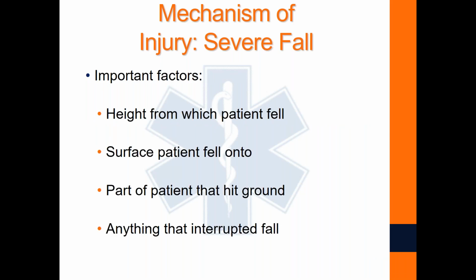If we're evaluating a fall and we're trying to decide significant versus maybe not so much, we start to look at how high did they fall from, what did they fall onto, what part of the patient hit the ground first, and did anything interrupt that fall? Did anything slow them down on the way to the ground? There's a big difference between falling off a roof and landing in a pit full of pillows, and falling off the roof and landing in a pit full of bricks.